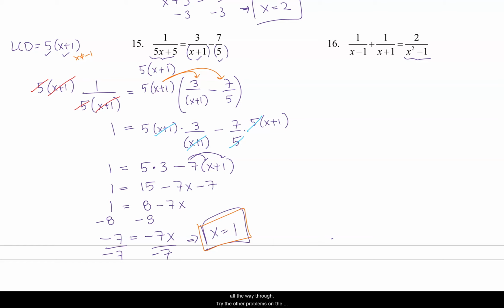Try the other problems on the right on your own, see if you can do them. I'll post the answers so that you can check your work. Keep practicing. Rational equations can be cumbersome and long, but take your time with them, and if you need help, always reach out.